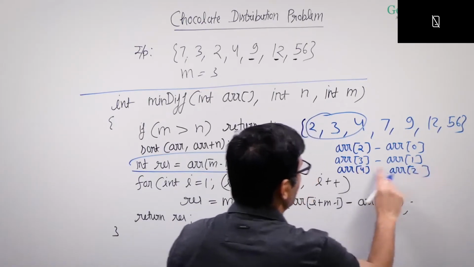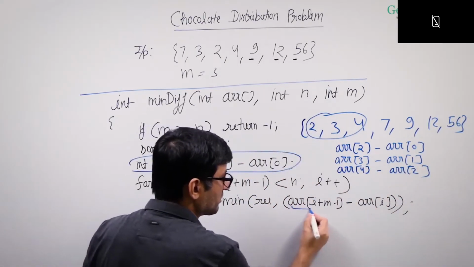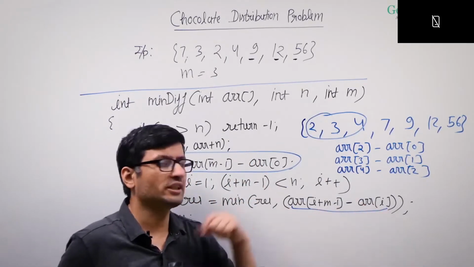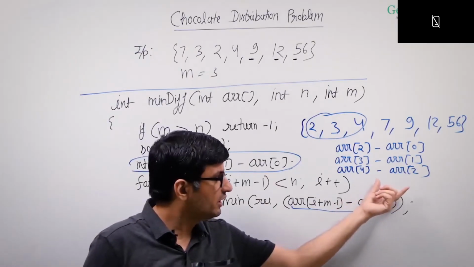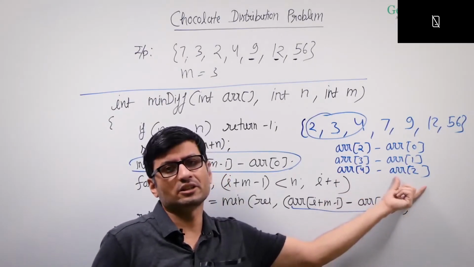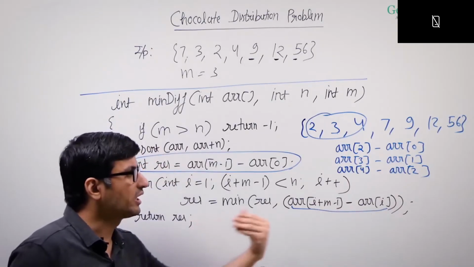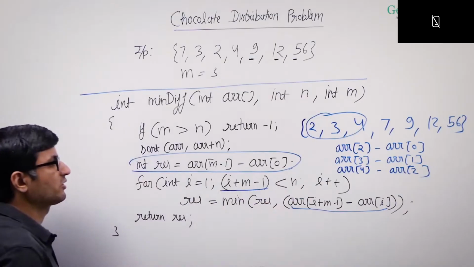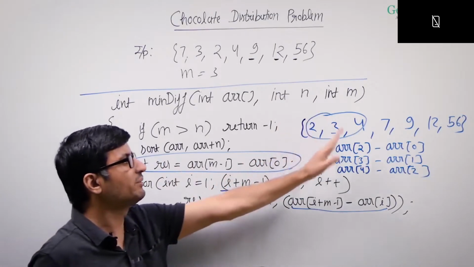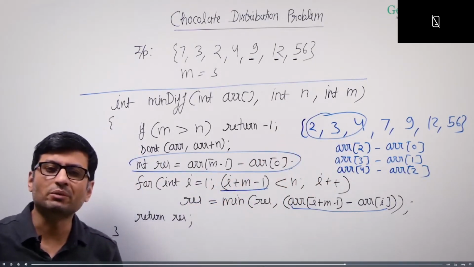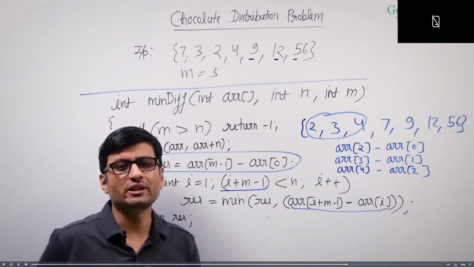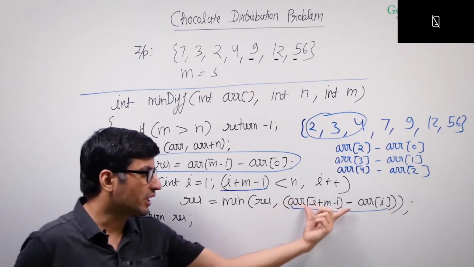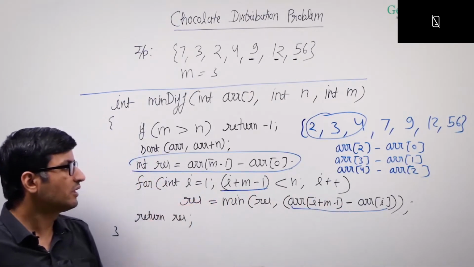So in general, if I want to write this expression, it is array I plus m minus 1 minus array I. If I go to array 3, I need to do array 5 minus array 3. So that's how I'll continue while I plus m minus 1 is smaller than n. I'll consider every element as the starting element of the set and find the minimum difference with this being the starting element, and then find the overall minimum difference by comparing the current difference with the current result.